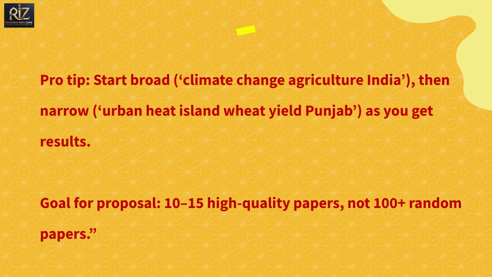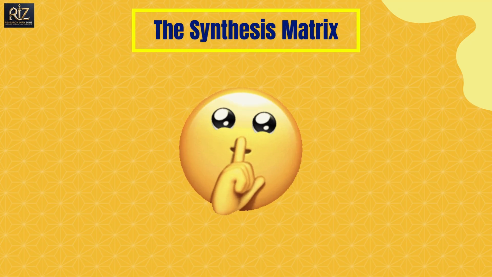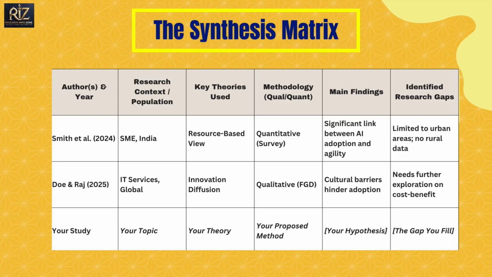get results. Here is the secret weapon: the synthesis matrix. Open an Excel sheet. On the top row, list the main themes of your research. On the left column, list the authors and the year. As you read each paper, put a check mark or a quick summary note in the relevant boxes. When you look at the columns of your matrix, you will see exactly what has been studied and, more importantly, what hasn't.